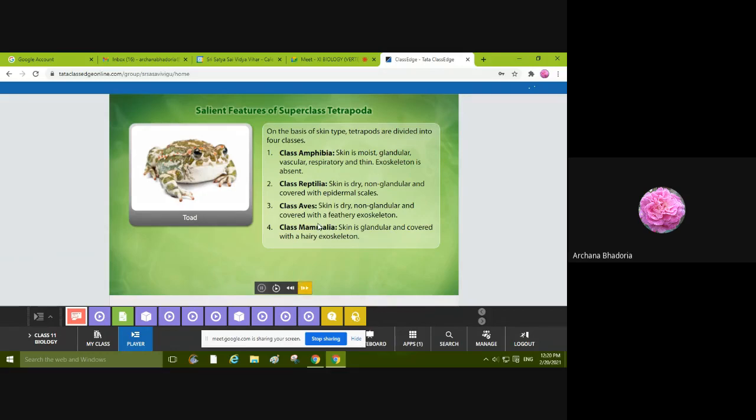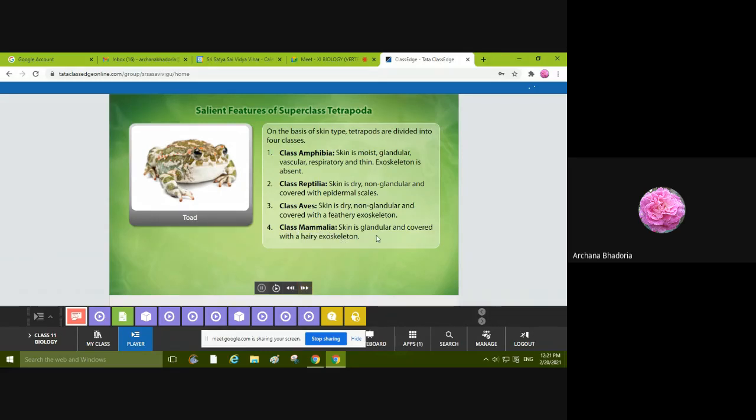Okay, now we take up the class Aves. All birds are included in the class Aves. And what is the special feature? Their skin is covered with feathers, and the feathers serve as exoskeleton. That only serves as exoskeleton. Since the feathers are there, skin is dry and non-glandular. And then Mammalia, skin is glandular.